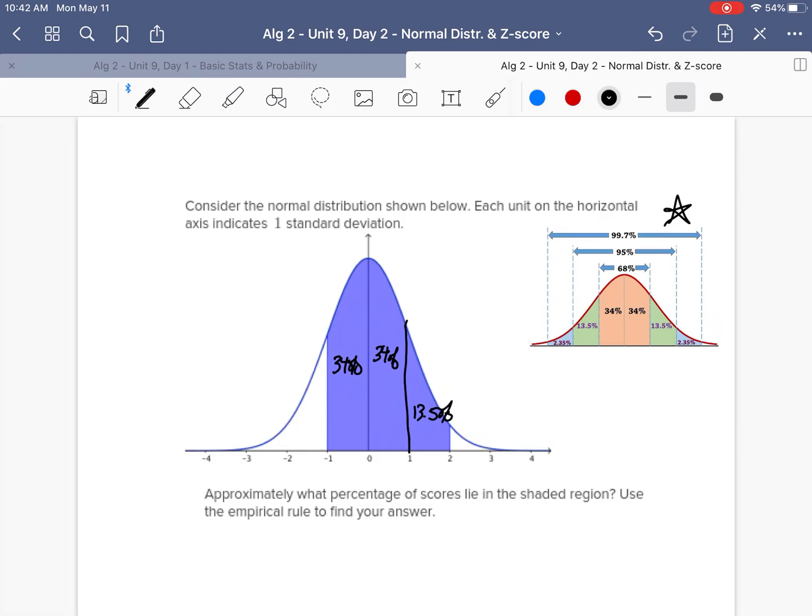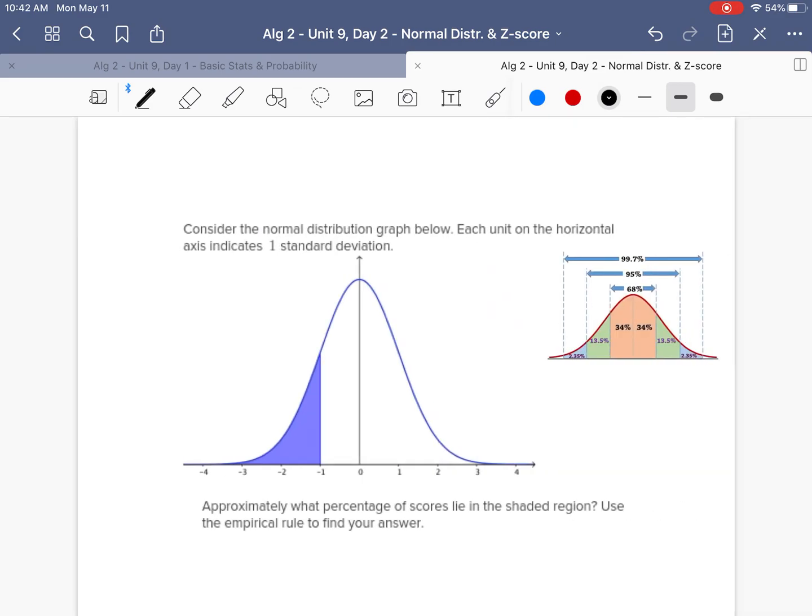So by the time you know that, if you're at a standard deviation line, it's easy. That gets a little bit harder if you're halfway, but you can just basically add up these percentages. So 34 plus 34 plus 13.5. All right, so it's 68 plus 13.5. That comes out to 81.5%. All right, so what percentage of scores lie in the shaded region? 81.5%.